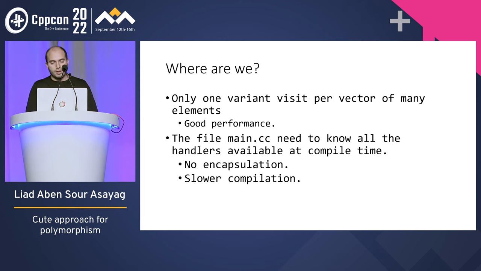But I'm not happy because now my main file needs to know all the handlers available. If, for example, I want to add handler C, now I need to recompile my code and change the signature of my get handlers function, and I have no encapsulation, and it might lead to slower compilation.